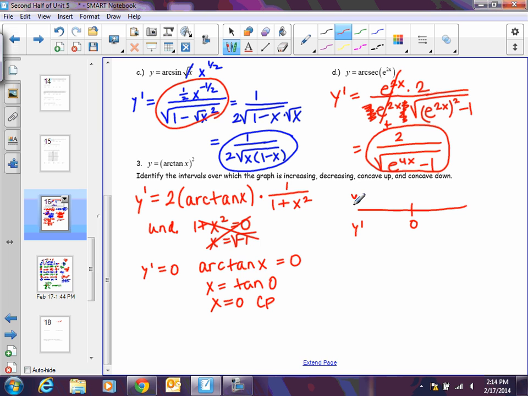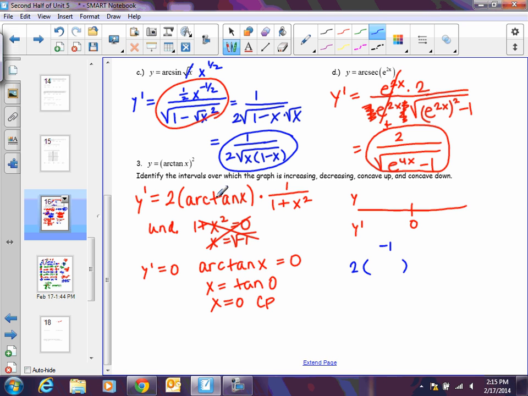Okay, so now what we need to do is plug in a negative number, and any negative number will do. I'm thinking maybe -1. And I need to find y prime with -1. So I have 2. And what I need to decide now is arctan of -1. Is that supposed to be negative or positive?